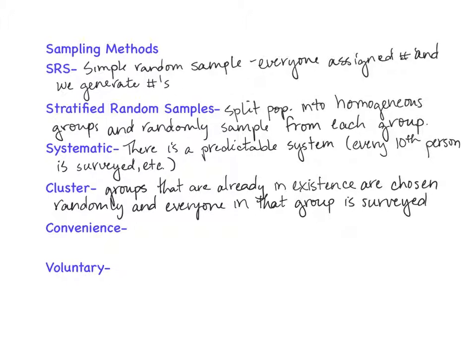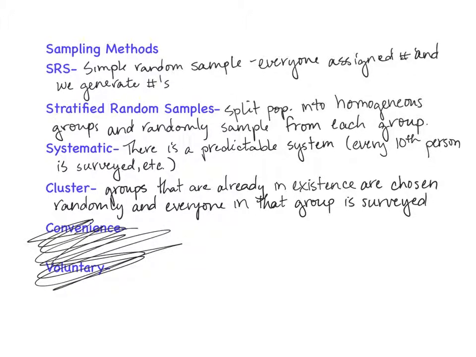But neither of these are valid methods. They are biased in and of themselves. Convenience, you can get a decently representative convenience sample, but usually there's a problem with it. So best to stay away from it anyway.